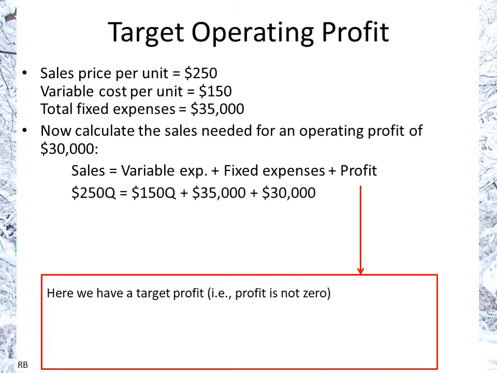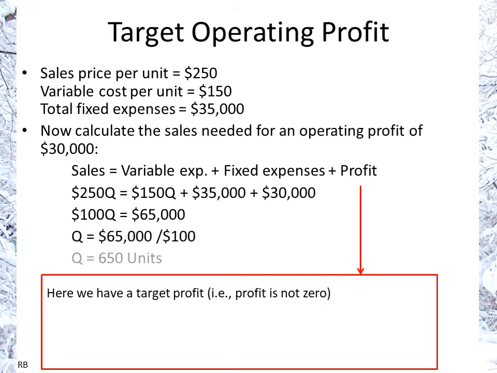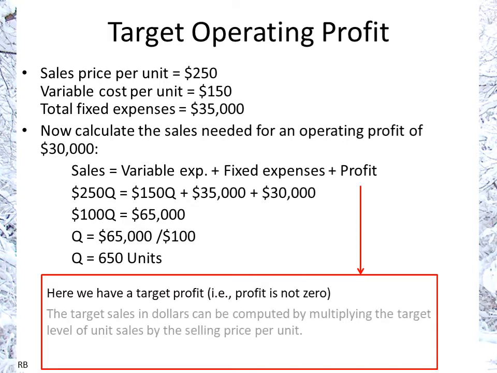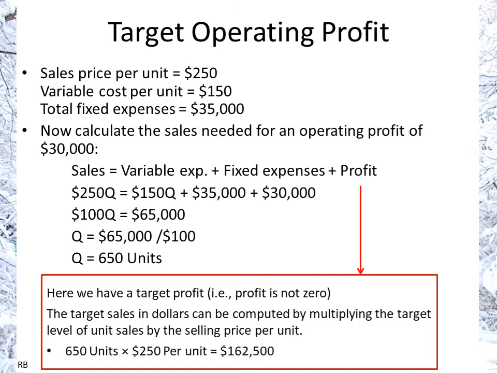So here we have 250Q equals 150Q, 250 and 150 being the sales price and variable cost, plus 35,000 plus 30,000. Collecting the Qs and the numbers, we have 100Q is $65,000. And so Q is 65,000 over 100, or 650 units. That means that's our target, 650 units. In terms of dollars, we're again just going to multiply the 650 units by the $250 per unit, which gives us a sales target of $162,500.